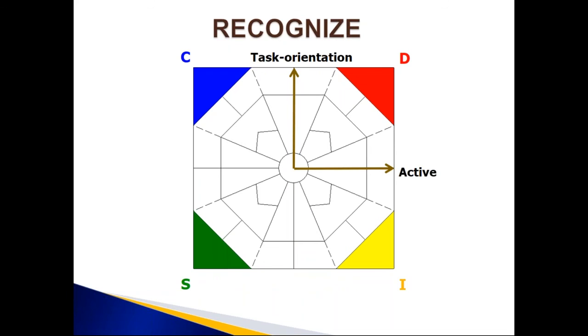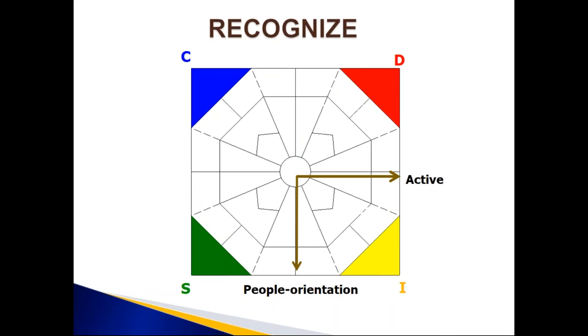The D's are going to be task-oriented and very active. The I's are going to be active but people-oriented. So once again, they want people to go with them. It isn't just about them. Whereas the S's, they care about people. There's people orientation, but they don't have to be in a big crowd.